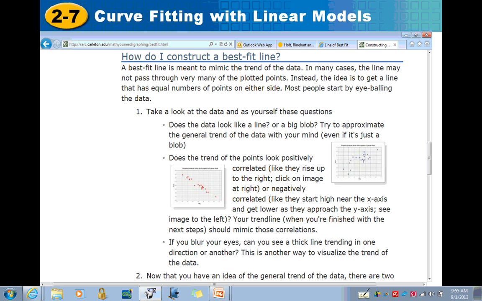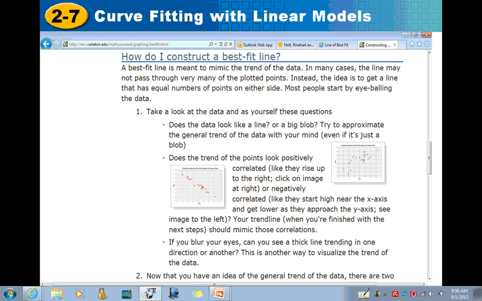Most people start by eyeballing data. You kind of figure it out as you go. That's not just me saying that. That's what happens out in the real world. And you look at the data and you ask yourself these questions. Does it look like it's in a line? Like they're all generally doing the same thing?